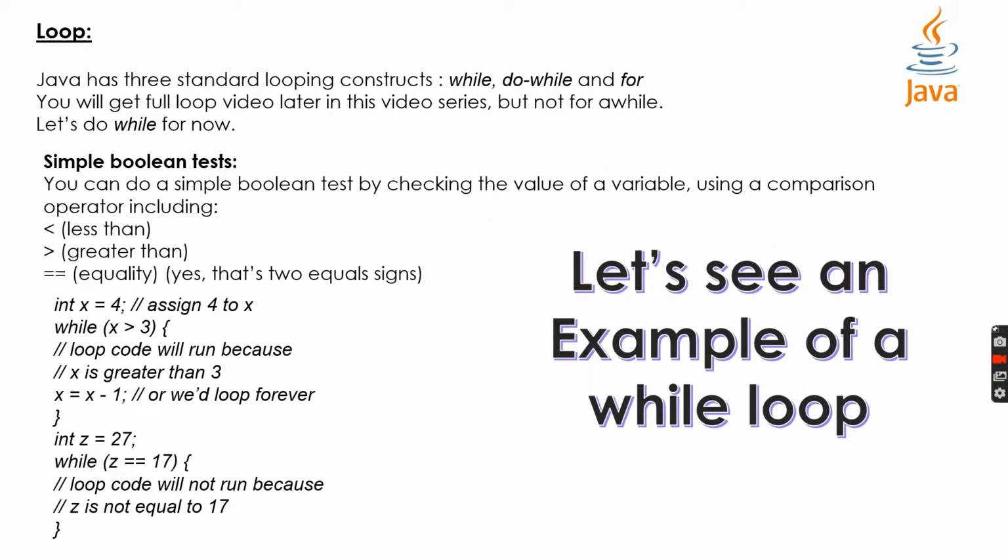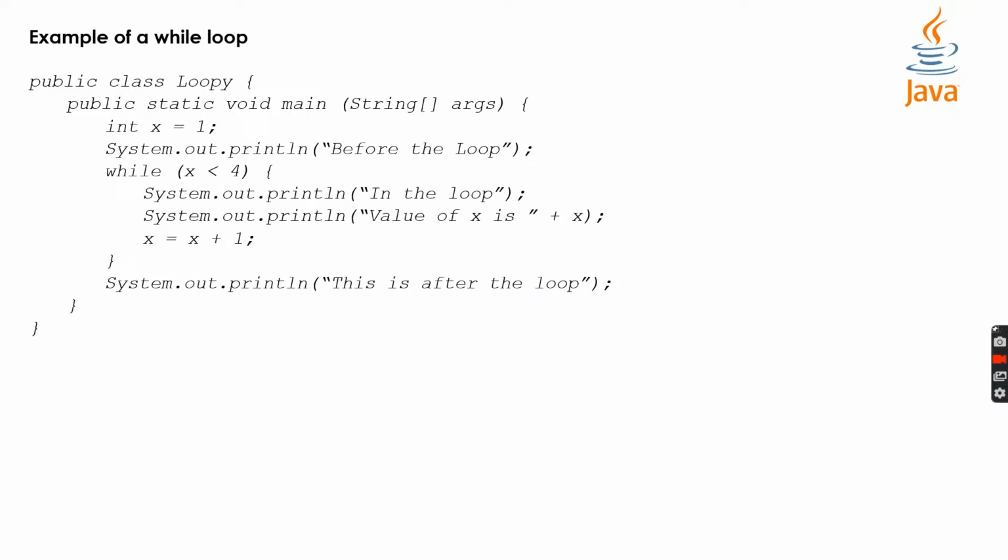Okay, so let's see an example of a while loop. The public class Loopy. We define Loopy as a class, public static void main, String args, that's our normal method. Integer x equals 1. Here we define x and assign the value 1 to x. System.out.println before the loop, while x is less than 4. So here x is less than 4, so the while loop is running. System.out.println in the loop, and System.out.println the value of x is, and including x.